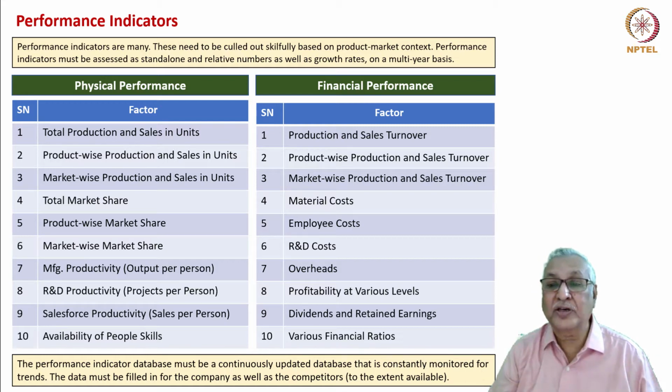In terms of the financial factors, we have production and sales turnover, product wise production and sales turnover, market wise production and sales turnover, material costs, employee costs, R&D costs, overheads, profitability at various levels, that is gross margin, PBT, PAT, etc. Dividends and retained earnings, various financial ratios. The performance indicator database must be a continuously updated database. It has to be constantly and continuously monitored for trends. This data must be filled in for the company as well as for the competitors.